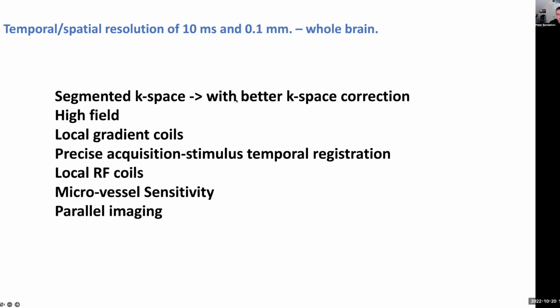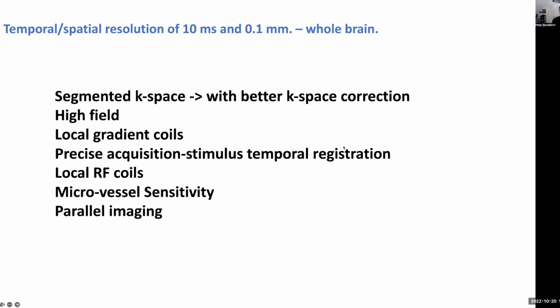The problem is that it takes time and it increases the temporal variation. So we need better ways of correcting for these misalignments in K-space when we chop it up like this. Certainly going to high field, I think 7T is enough to get to this resolution. Local head gradient coils give us a little bit more efficiency in time. Precise acquisition and stimulus temporal resolution.